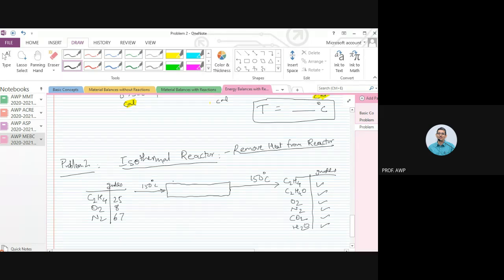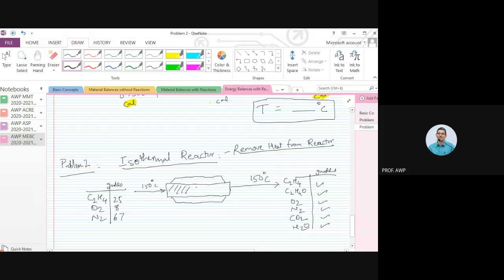Okay, so the way we remove heat from the reactor is we have a jacket on the outside of the reactor. So this reactor is going to be like a tube. Imagine a tube. And the catalyst that is there for this reaction.